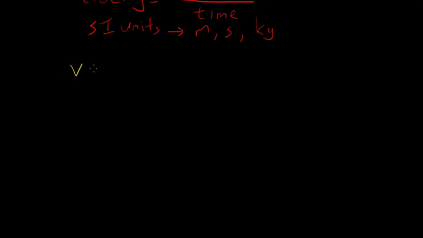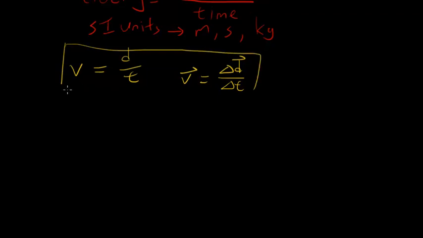So just recap: speed equals d over t, and velocity equals change in d over change in t. These are the essential formulae that you need to memorize. Speed equals distance over time, whereas velocity is displacement over time.